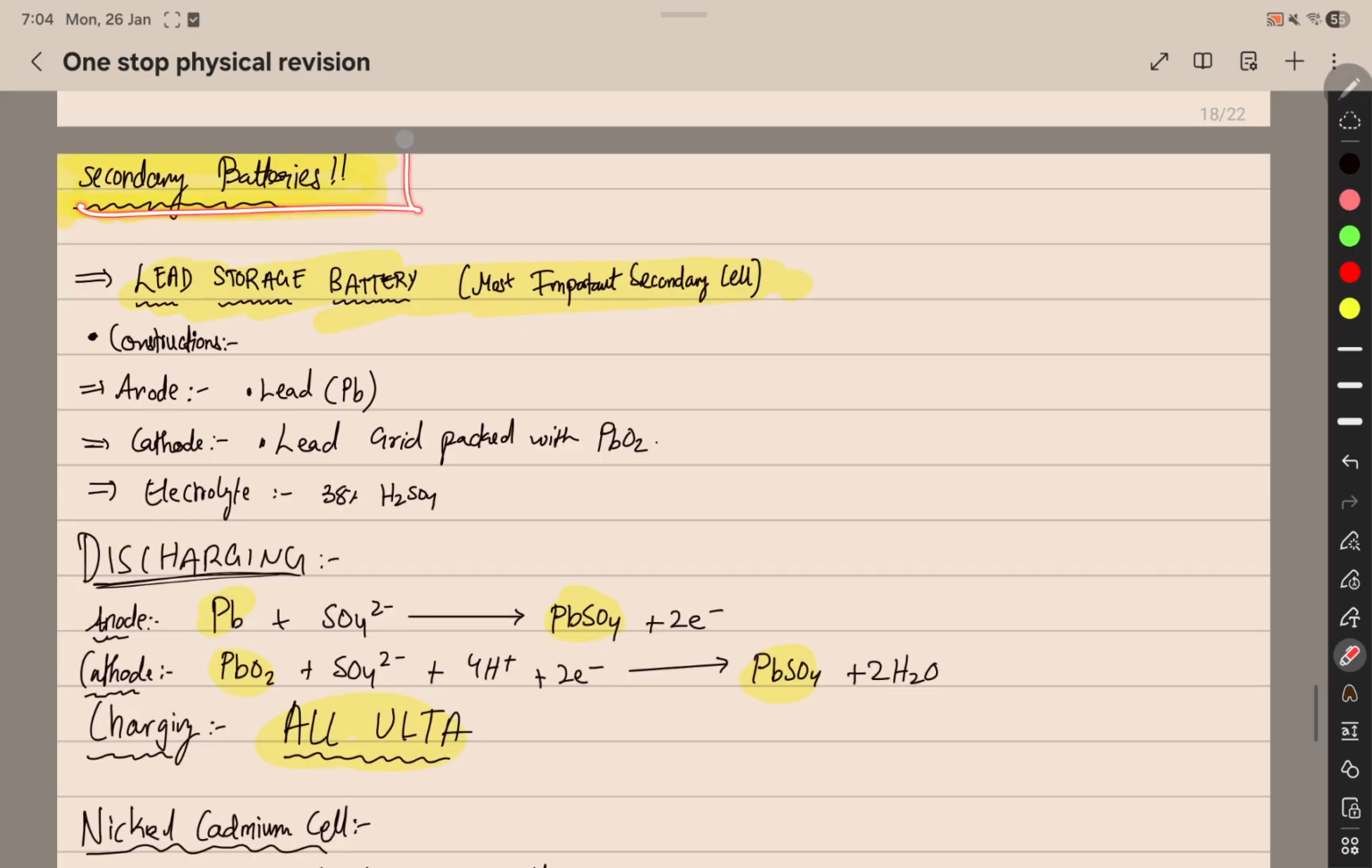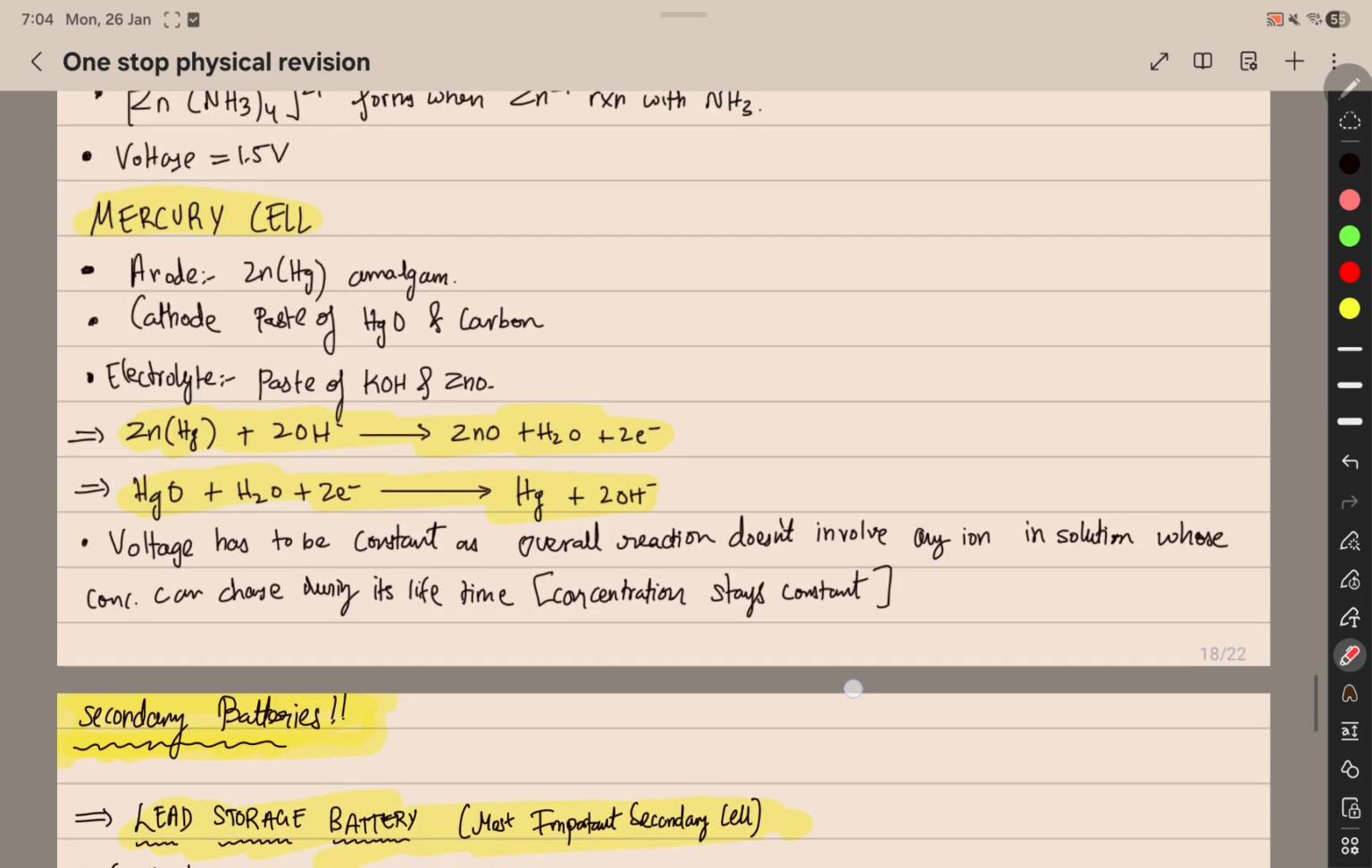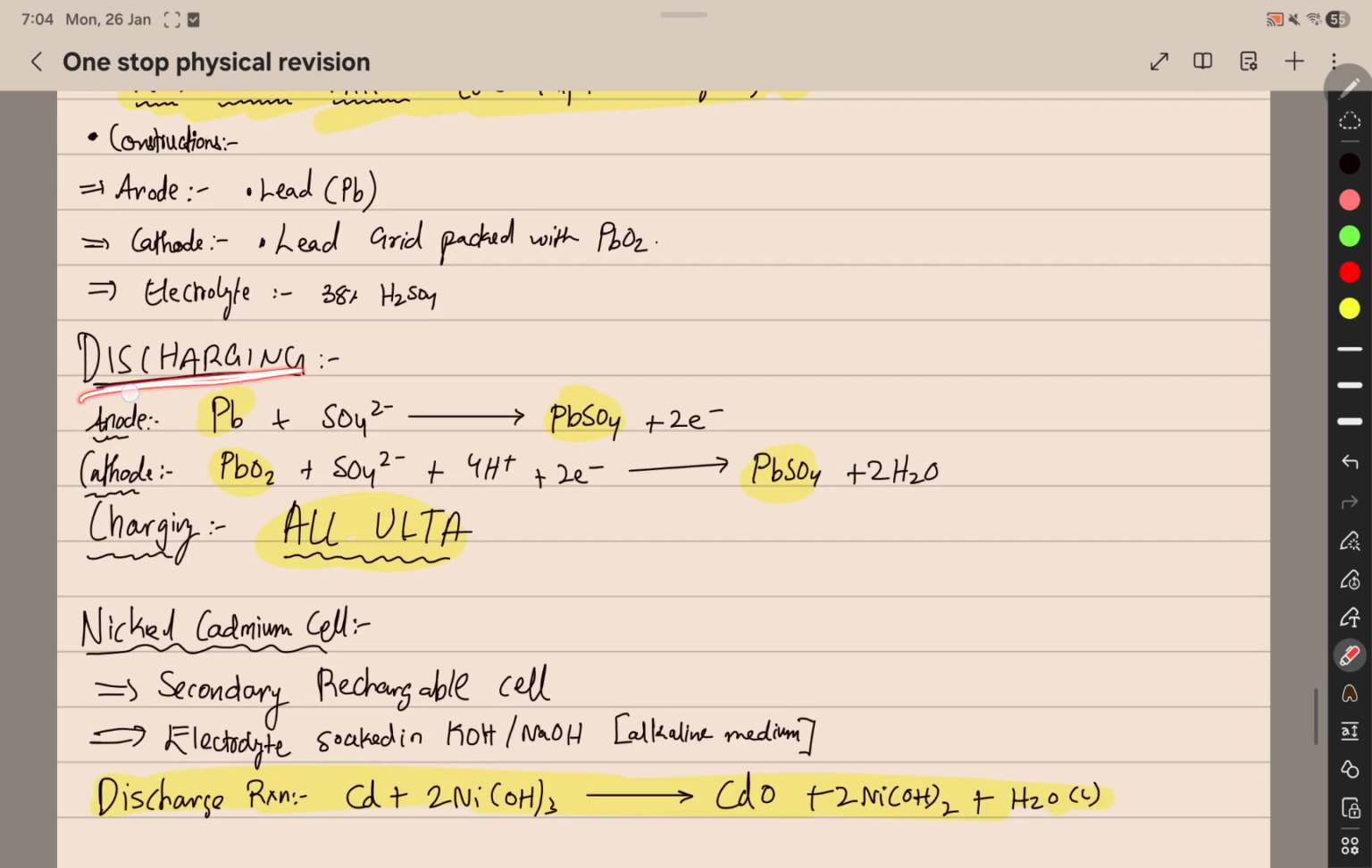Okay, then we have secondary batteries. We have the lead storage battery, which is the most important secondary cell. Construction: anode is lead, cathode is lead grid packed with PbO2. Electrolyte is 38% H2SO4. So then we have discharging.